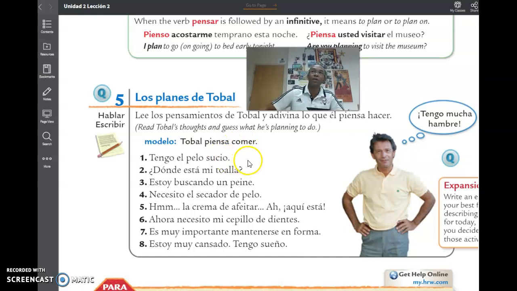So what you're going to do here is, the first one is tengo el pelo sucio. My hair is dirty, right? So how would you say, I am planning to wash my hair?